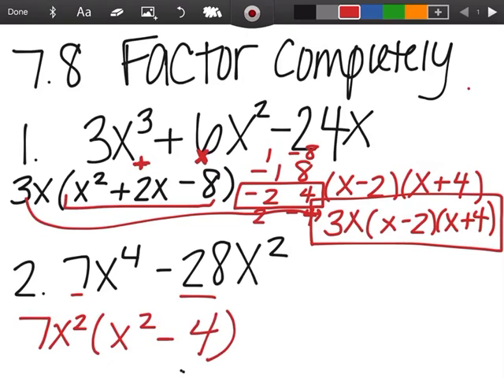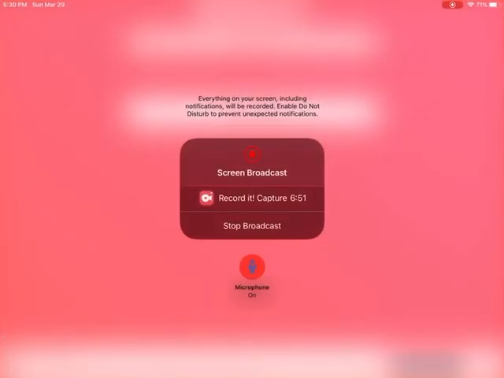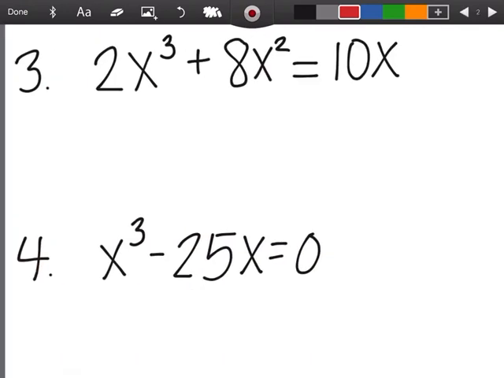And so I want to recognize this as the difference of 2 squares. So x squared minus 4 factors, what do you square to get x squared? You square x, and what do you square to get 4? 2. So x squared minus 4 factors into x plus 2 and x minus 2. And I don't want to lose the 7x squared out front. So 7x squared times x plus 2 times x minus 2. So when they say factor completely, I have to keep going until I cannot factor any further.